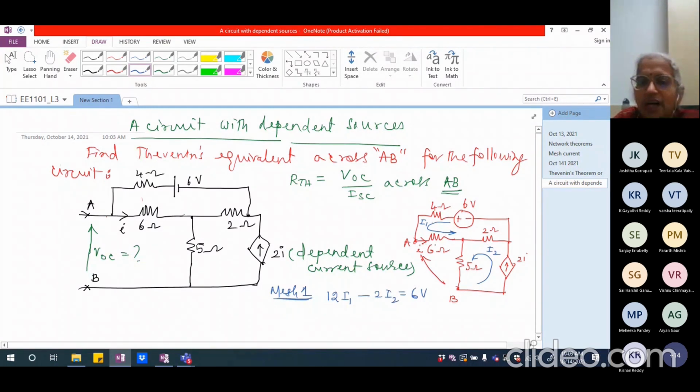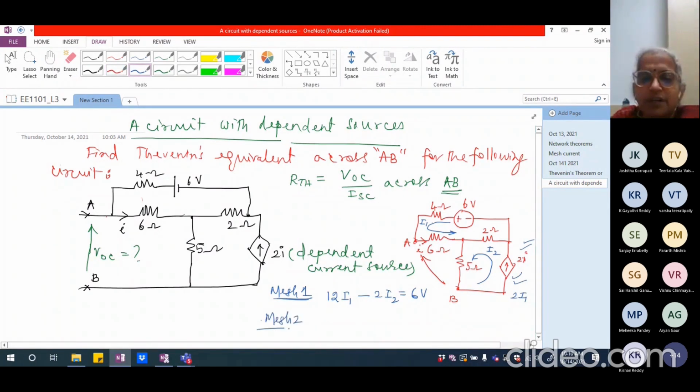And please note the current through 6 ohm resistance decides what is the value of the current source magnitude. The current source magnitude is given as 2I. So this is 2I, which means in this particular case, I is same as I1. There is no other current that is flowing through 6 ohm. So I can say this current source magnitude is 2 times I1 itself. Nothing more than that. So for mesh 2, I should be able to write the equation.